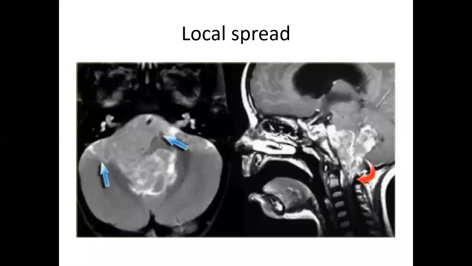Local spread: for any lesion, we have to tell about the spread of the lesion. You can see here a medulloblastoma, how it spreads to the brainstem or pons, and how it goes to the prepontine cistern. You can tell about the cervicomedullary extension. We have to tell in all directions, superior or inferior, medial, lateral, anteroposterior. You have to tell about the extension one by one.